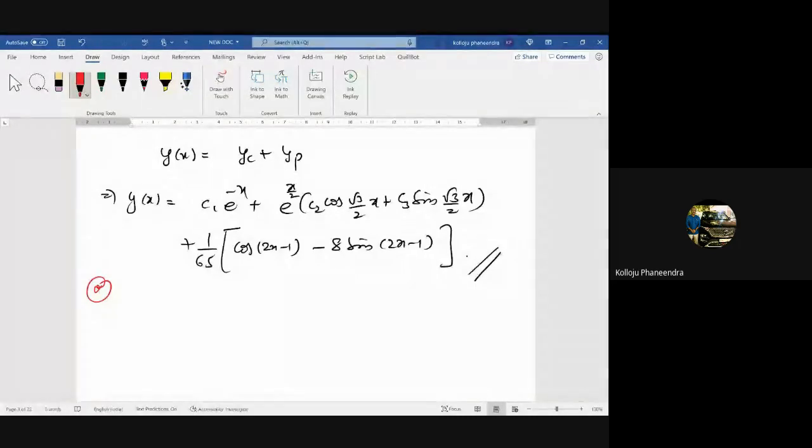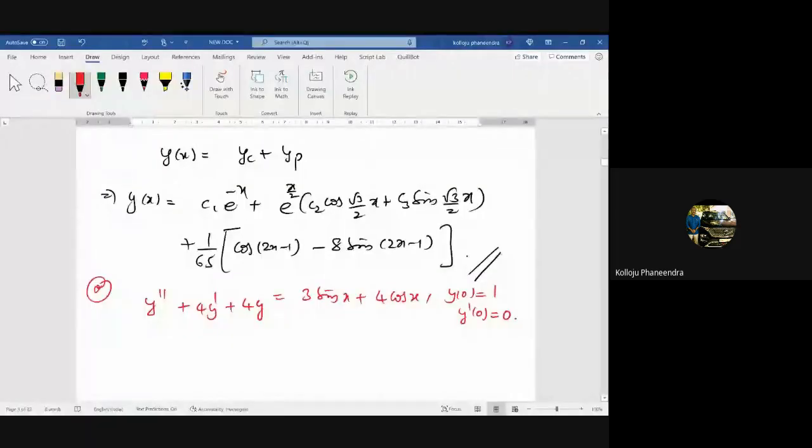Y double prime plus 4y prime plus 4y equal to 3 sin x plus 4 cosine x, with y of 0 equal to 1 and y dash 0 equal to 0. Here, sine is there and cosine is there. So, solution.